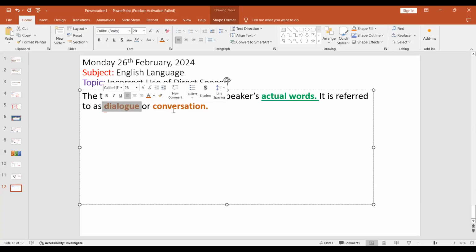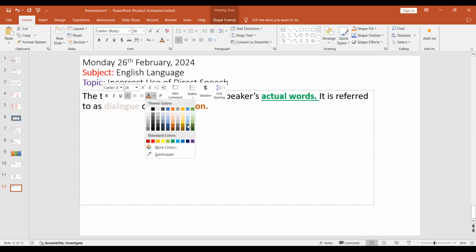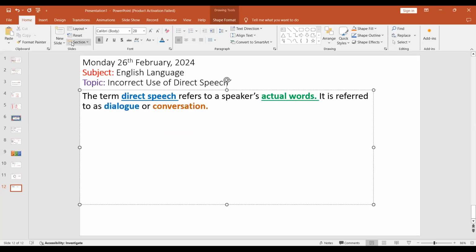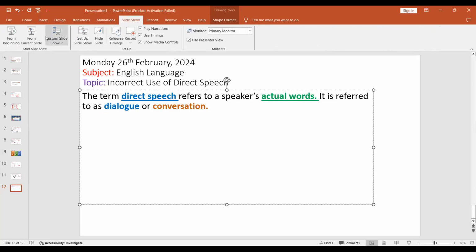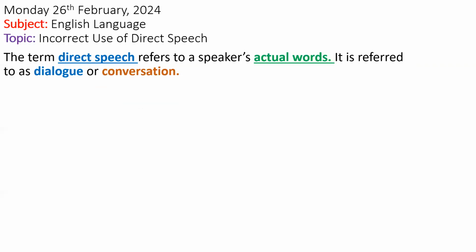So when we say direct speech, it's a question here. When we say direct speech, what are we talking about? Actual words. Very good. The actual words of a speaker. What are two other words that mean the same thing as direct speech? Dialogue and conversation. Very good.